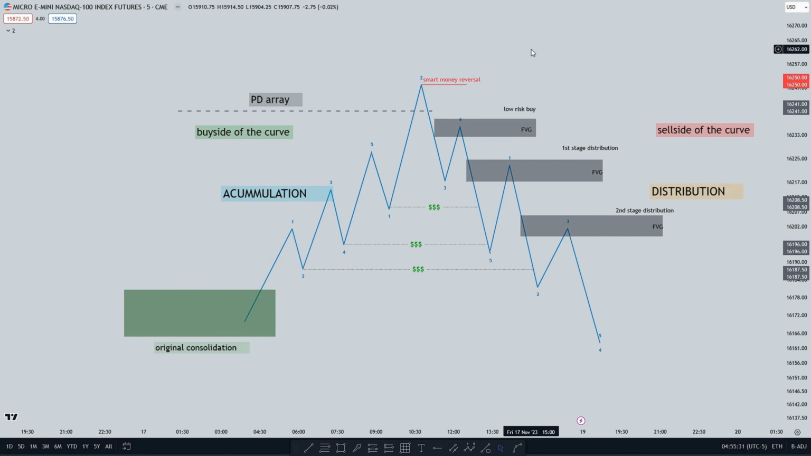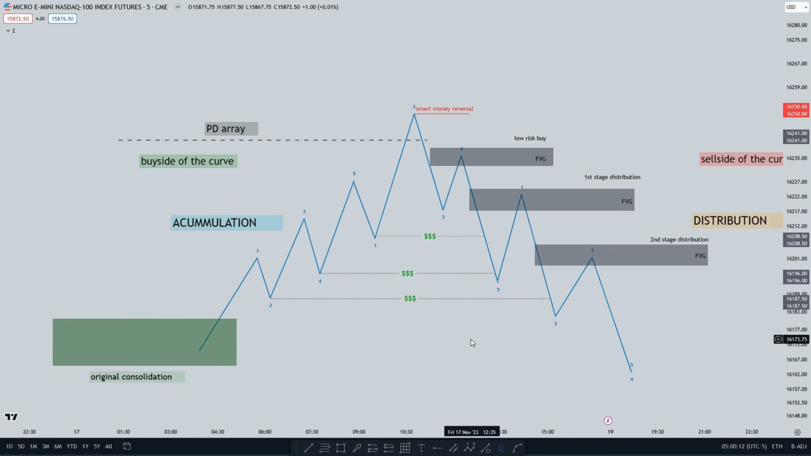A quick thing that I want to add to your notes is on the sell side, it's called distribution, and on the buy side, it's called accumulation. So instead of first stage distribution, on the buy side, it's called first stage accumulation.